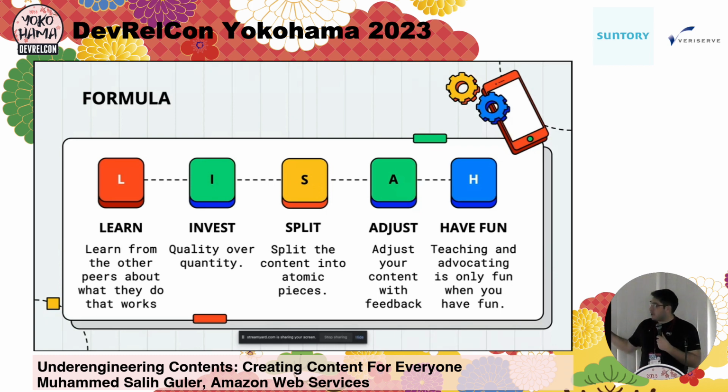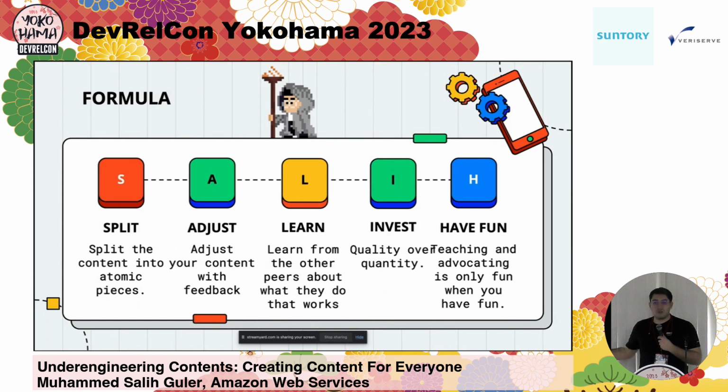So you might be thinking, okay, how do we pronounce this formula? I call this Liza, or you can call it Salih as well. That was my master plan. That is the reason that I sent this proposal. And honestly, these 5 rules overall helped me a lot to create my content.